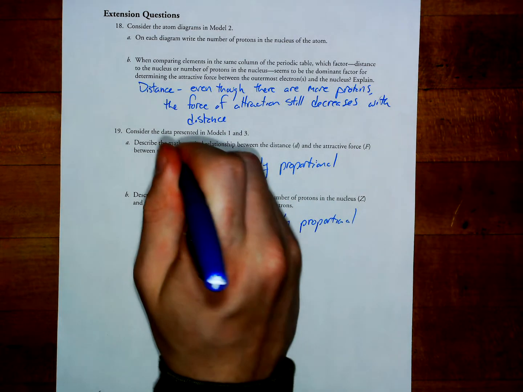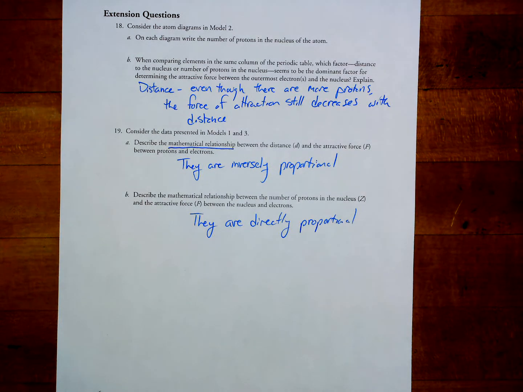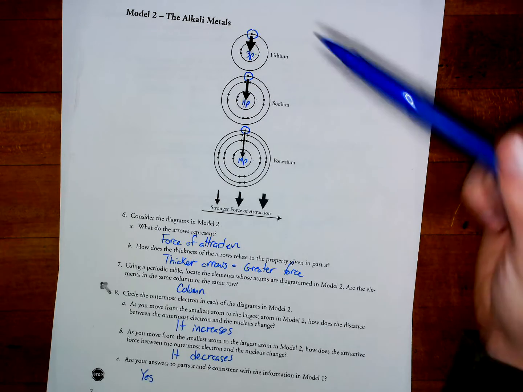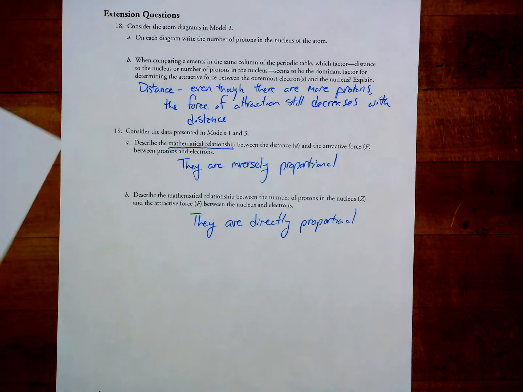Mathematical relationship. Whenever you're asked for a mathematical relationship, we're looking for directly proportional, inversely proportional, or maybe something like, is it a linear relationship? Is it an exponential relationship? I can say certainly that the relationship between distance and attractive force is inversely proportional. As distance increases, force of attraction decreases.